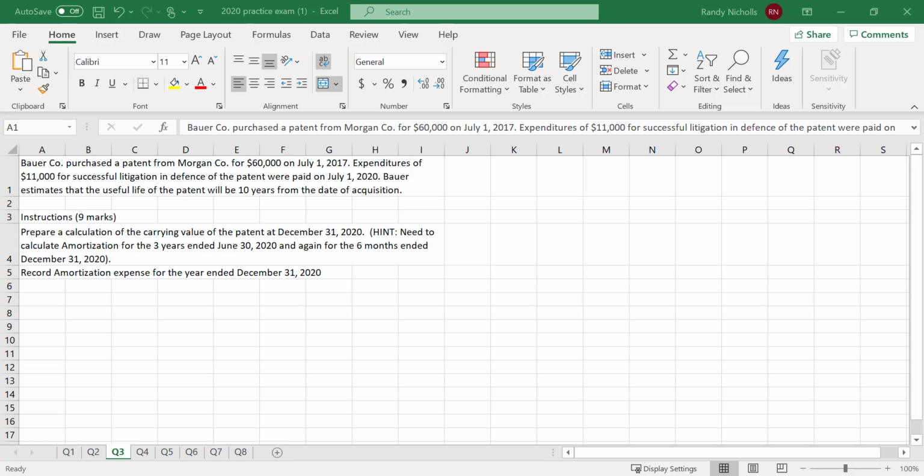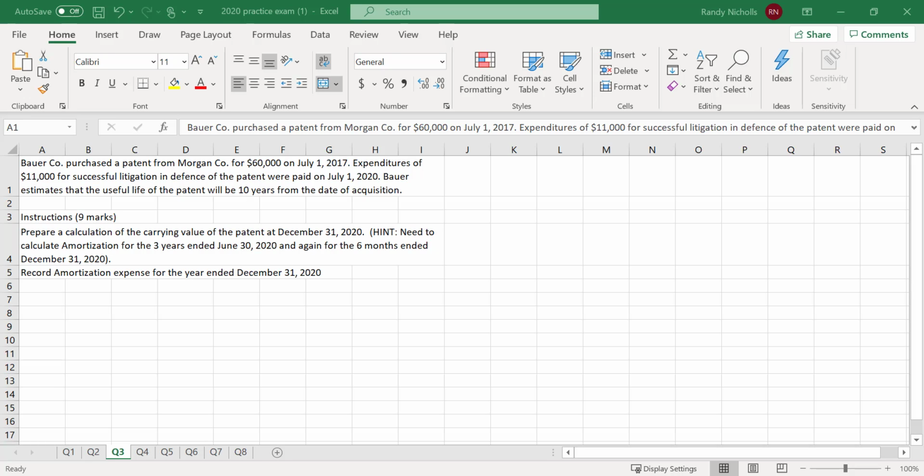Someone purchased a patent, successful litigation in defense of the patent. So, again, realizing that successful litigation adds to the value of the patent, and we'll probably have to adjust our amortization and such. So, prepare a calculation of the carrying value of the patent at December 31, 2020. So, carrying value means whatever I originally paid for it, the amortization I've recorded to date, the litigation, and any amortization of that. So there is a hint here on how to do that on an exam.